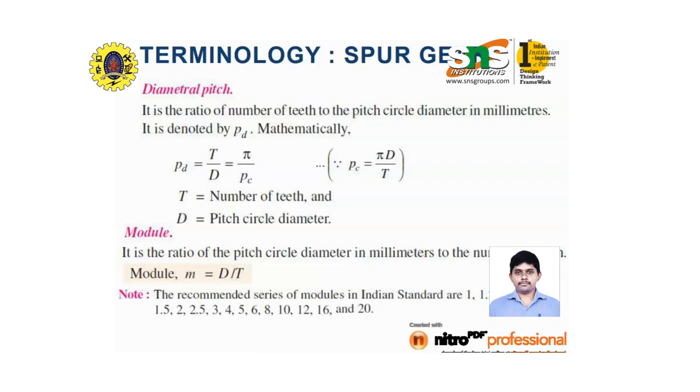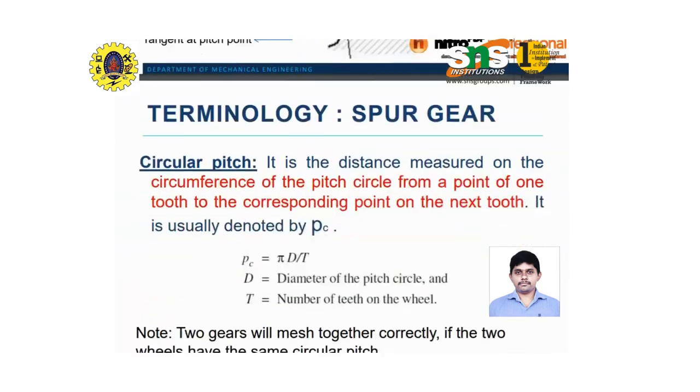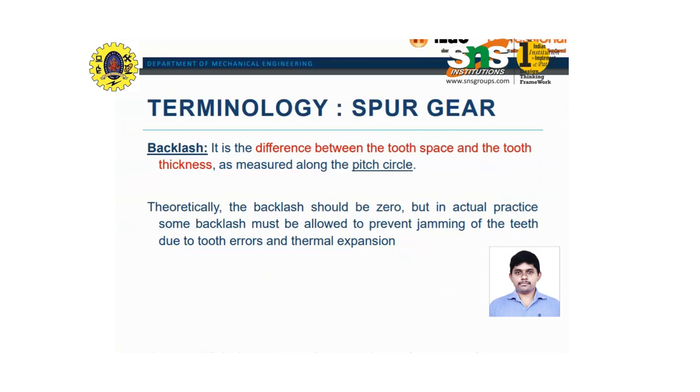So the range of module has been represented by 1, 1.25, 1.5, 2, 2.5. So these are the standard modules of gear which have been followed in our Indian country. Okay, so that is what was mentioned as a module.